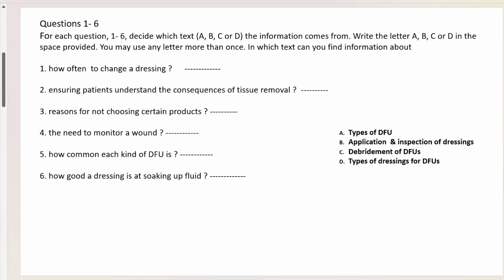For each question 1 to 6, decide which text, A, B, C or D, the information comes from. Write the letter A, B, C or D. You may use any letter more than once. In which text can you find information about? These instructions will be the same for all the materials. Okay, so you can just start from the first question.